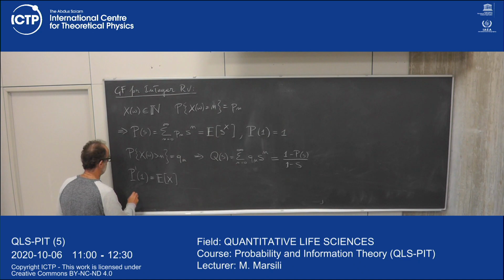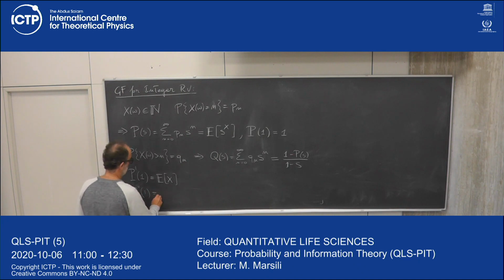Likewise, if you take the second derivative and compute it at 1, you get the expected value of X times X minus 1.